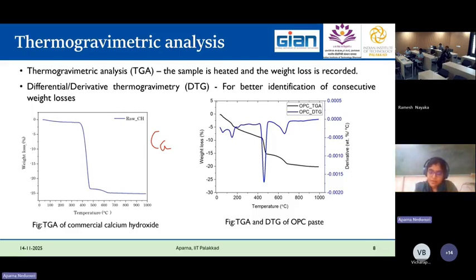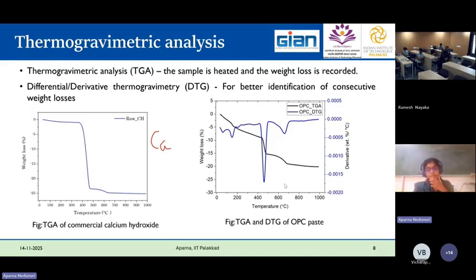This calcium hydroxide, upon exposure to atmospheric conditions, can also carbonate to a certain extent. That carbonation can be seen over here with the weight loss in the region between 500 to 600 degrees centigrade. So this is the place where loss of CO2 is happening upon heating, and this is the place where loss of water is happening upon heating.